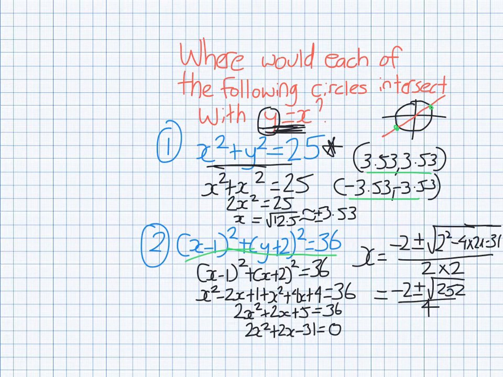So if I do minus 2 plus the square root of 252 over 4, I get the x coordinate is around about 3.47, and of course the y coordinate's the same because y equals x. And then minus 2 minus the square root of 252 over 4, I get about minus 4.47, and again the y coordinate will be the same. So they will be the 2 points of intersection. If you're ever asked to find the point or points of intersection between two curves, lines, whatever, just substitute one equation into the other as we've done here.